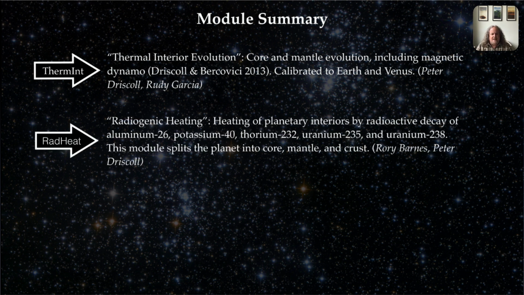Next up is RADHEAT, which stands for Radiogenic Heating. This module tracks the heating of planetary interiors by the radioactive decay of isotopes like aluminum-26, potassium-40, thorium-232, uranium-235, and uranium-238. This module splits the planet into the core, mantle, and crust, tracking the power generated in each.